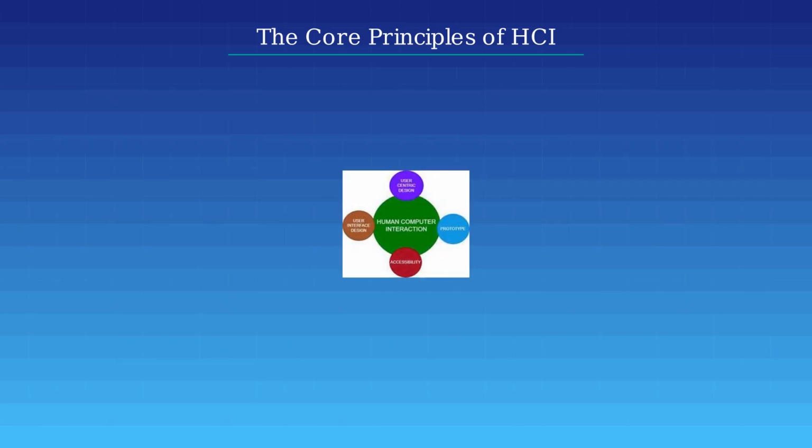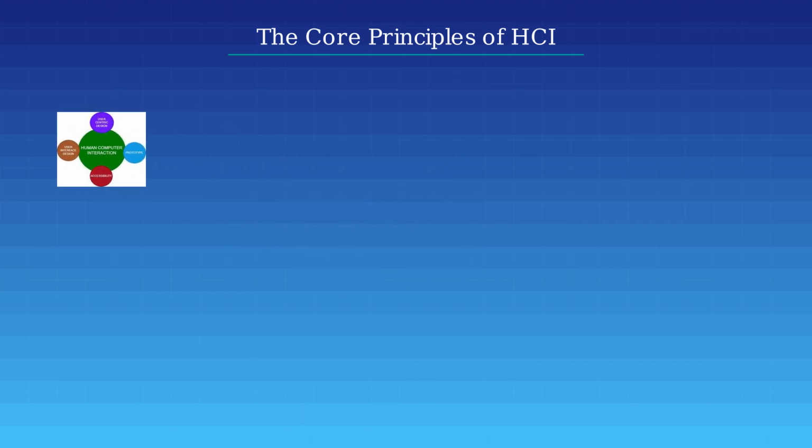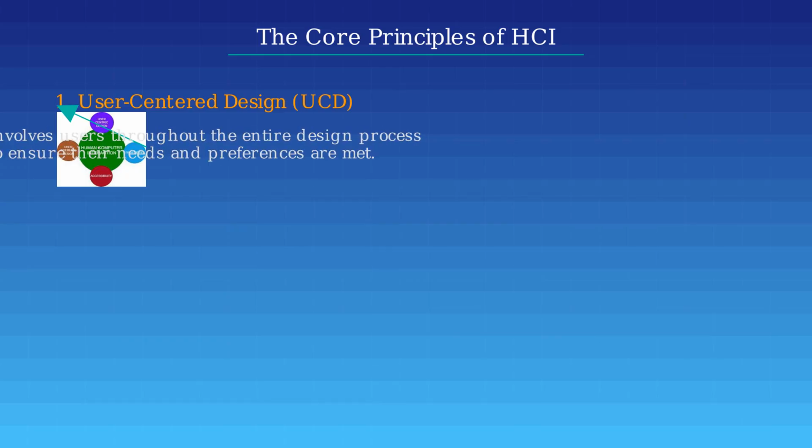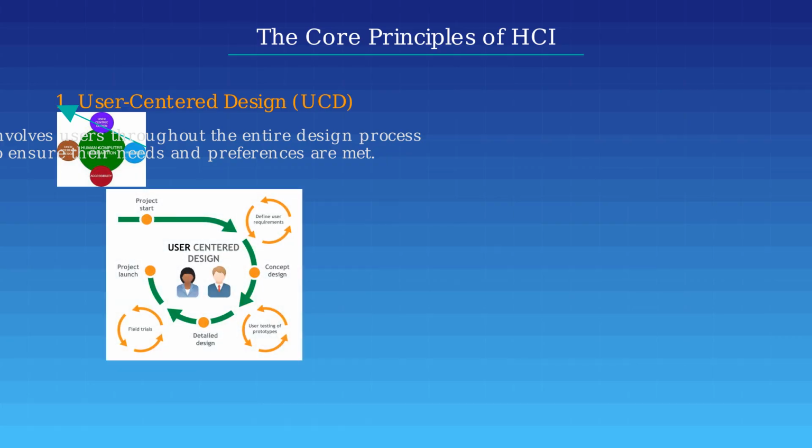The core principles of human-computer interaction guide how we design effective interfaces. At the heart of HCI are four fundamental principles that shape how interfaces are designed. The first core principle is user-centered design, or UCD. This approach emphasizes involving users throughout the entire design process. UCD follows a cyclical process of requirements gathering, conceptual design, prototype testing, and refinement based on user feedback.